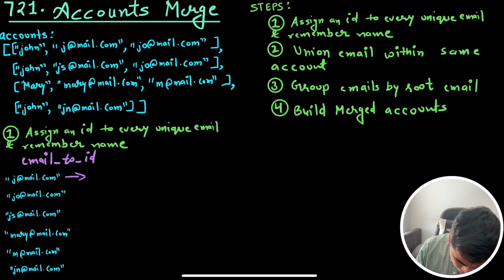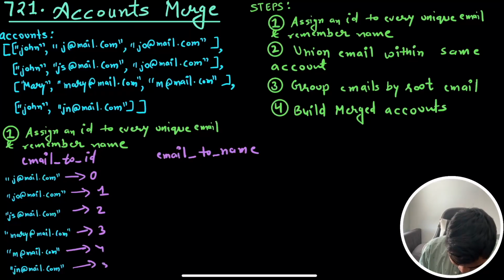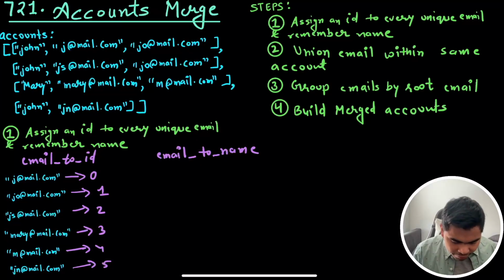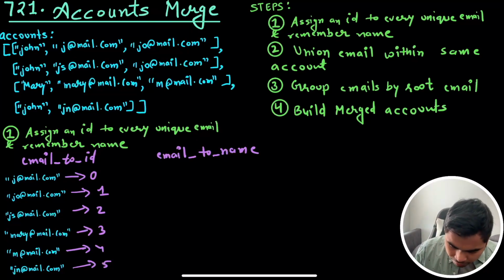All right, and then another, let's create email to name, to remember the name associated with each email ID. Email to ID. So first thing would be these IDs 0, 1, 2, 3, 4, and 5. Remember, these different emails might belong to the same person, right? I went through all these different accounts, and created keys of these unique emails, and associated each email with a unique ID, and also I'm going to associate each email with their name as well.